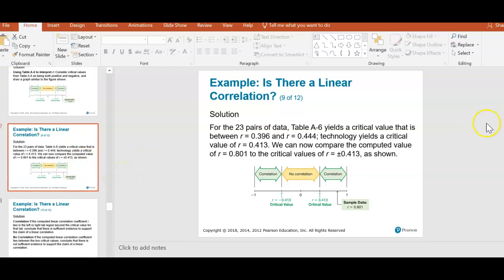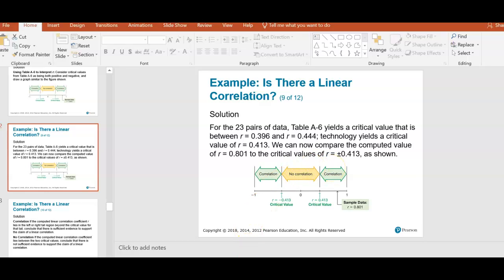You can see that what is happening here is we were looking at the no correlation land would be somewhere between 0.396 and 0.444. There's a kind of complicated way to get the exact number from technology, or you could look it up online. There's many better, longer tables online that could do this. But anyway, we're at 0.801. That's way out here in the correlated area of this chart.